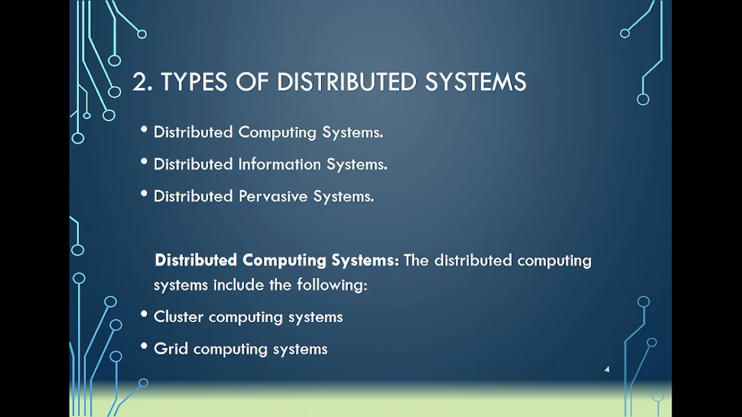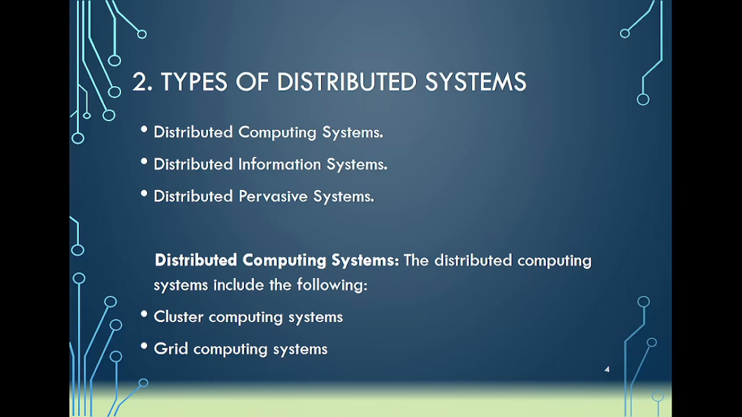You also have distributed information systems. I believe we are aware of different information systems. Talk about transaction processing systems, talk about expert systems, talk about decision support systems, and even management information systems. Yeah, these are all forms of distributed information systems. And of course, we have distributed pervasive systems. When we talk about pervasive systems, we refer to systems that can always be accessed anywhere at any time.